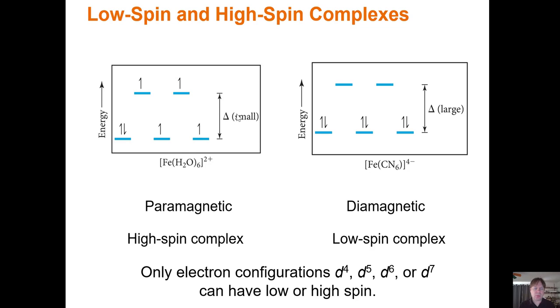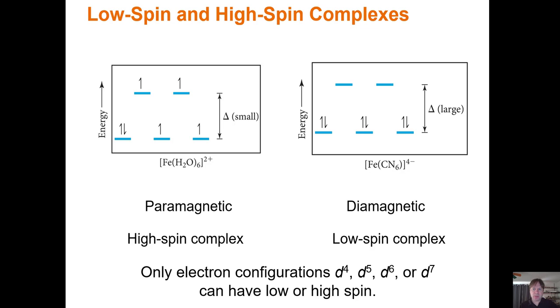Okay, so because we have a small gap, we put them in the top before we come back and put the last one pairing it up. So we put the 5 one at a time before we come back and put the last one. Okay. So with a small energy gap, we go to the higher ones before we pair up the bottom ones. However, here we have something that has, so the difference between these, this is a weak field ligand, this is a strong field ligand.